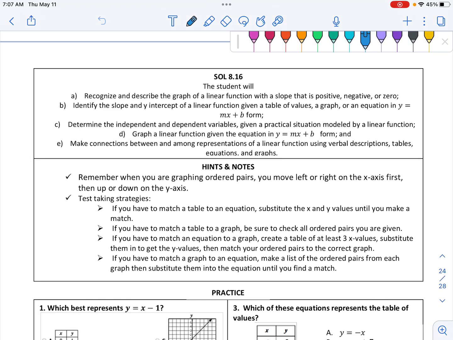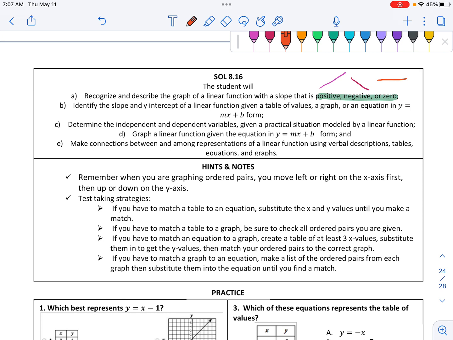Hey guys, we are working on SOL 8.16 today. This talks about slope-intercept form and graphing equations of a line. There's a lot of SOLs here today. First of all, it says we need to know positive, negative, and zero slope. Remember, positive slope goes up over time, negative slope goes down over time, and zero slope is going to be a flat straight line.